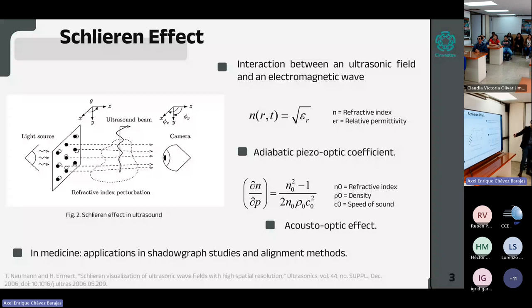This is the interaction between the density and the refractive index of the material as the pressure waves move or pass through the material. This combination of ultrasound field and Schlieren effect is named the acousto-optic effect. And in medicine, this phenomenon has application in Schlieren studies and alignment methods with ultrasound imaging.